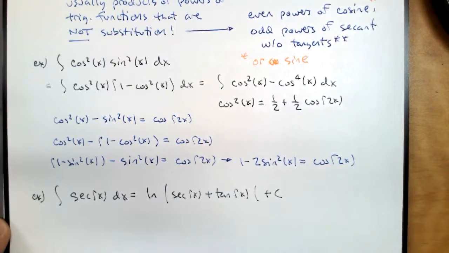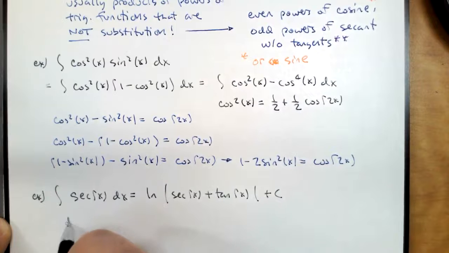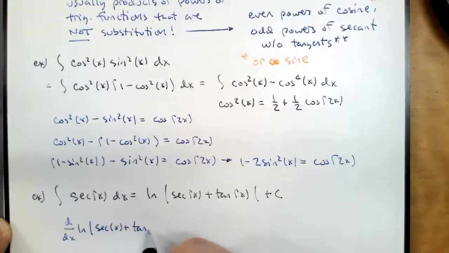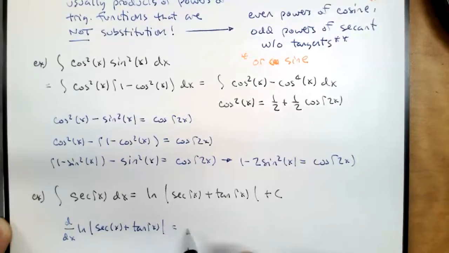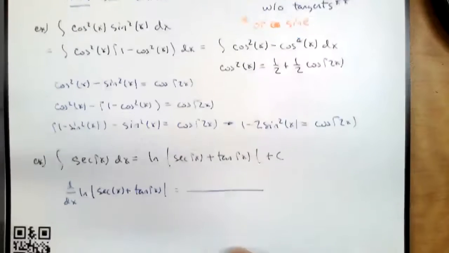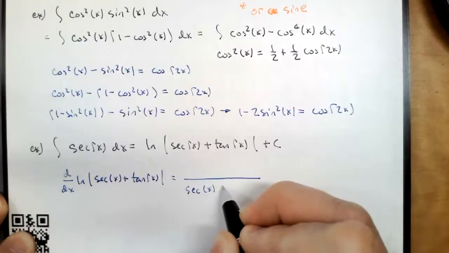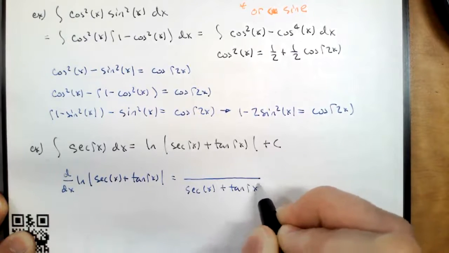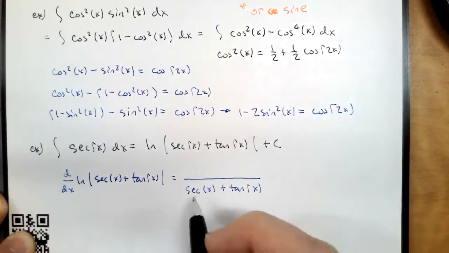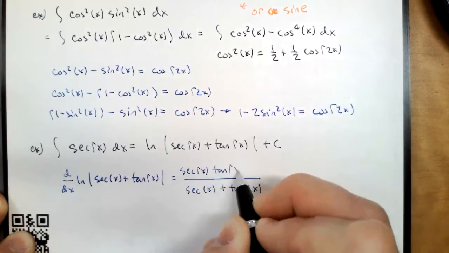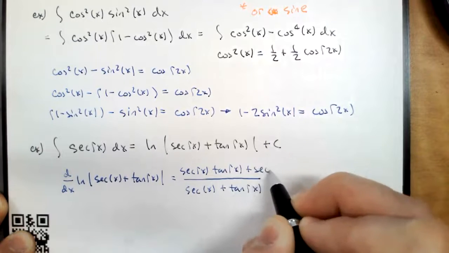So to think about where we would get this integral, think about the derivative of the natural log of the absolute value of secant x plus tangent x. So the derivative of natural log of something is 1 over that thing times the derivative of that thing. The derivative of secant x is secant x tangent x. The derivative of tangent x is secant squared.